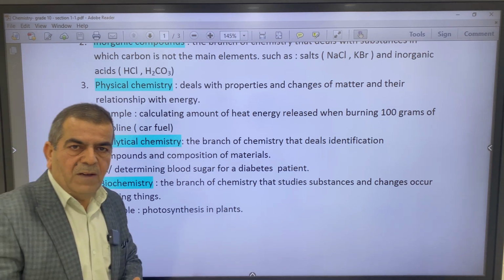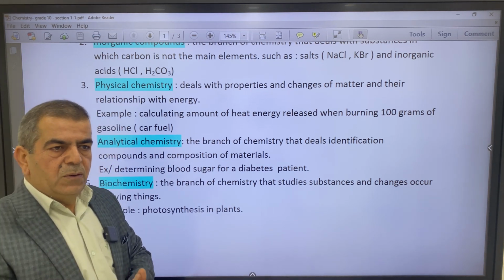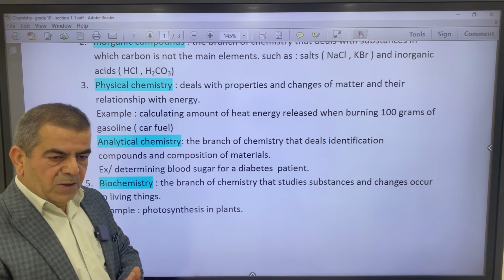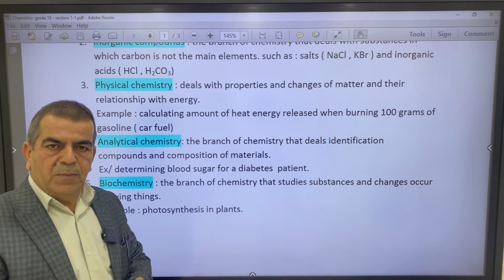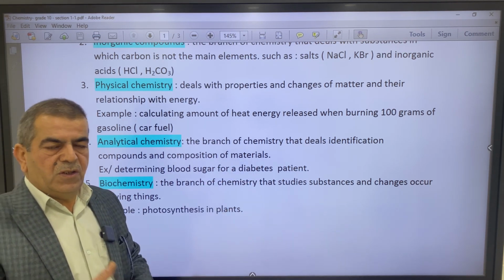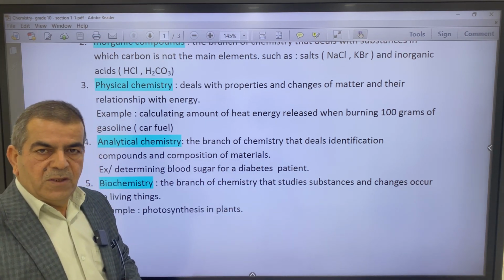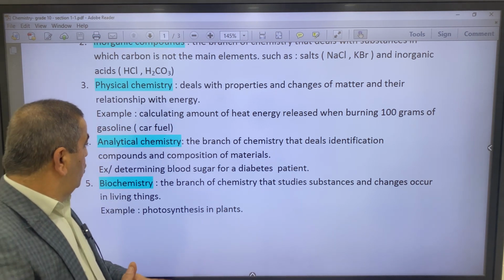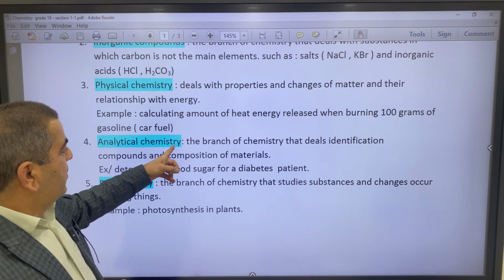So for example, if you have a sample of rock and you carry out some processes in order to determine the composition and percentage composition. What is the percentage of carbon? What is the percentage of sodium? In this case, you're dealing with analytical chemistry.